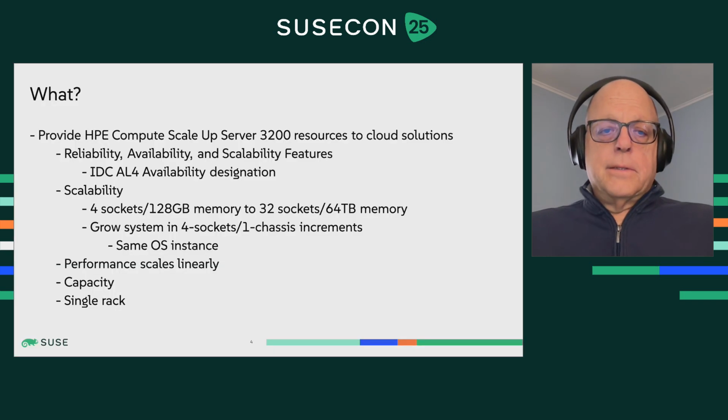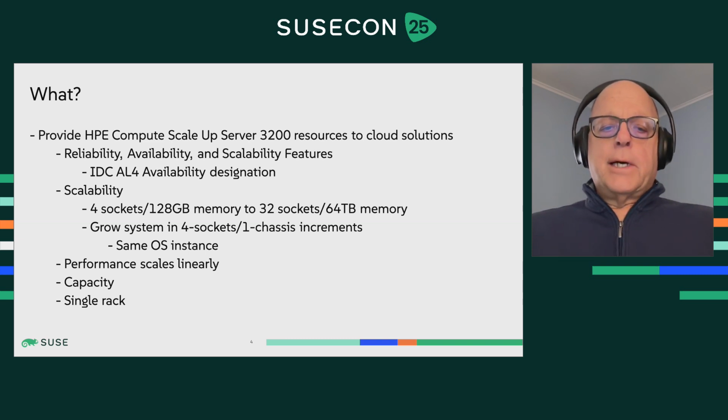So the project. What do we want to do? We want to provide HPE Compute Scale-Up Server 3200 resources to cloud solutions. The Compute Scale-Up Server 3200 has excellent reliability, availability, and scalability features, such that IDC designated it an AL4 availability platform, the highest you can achieve.